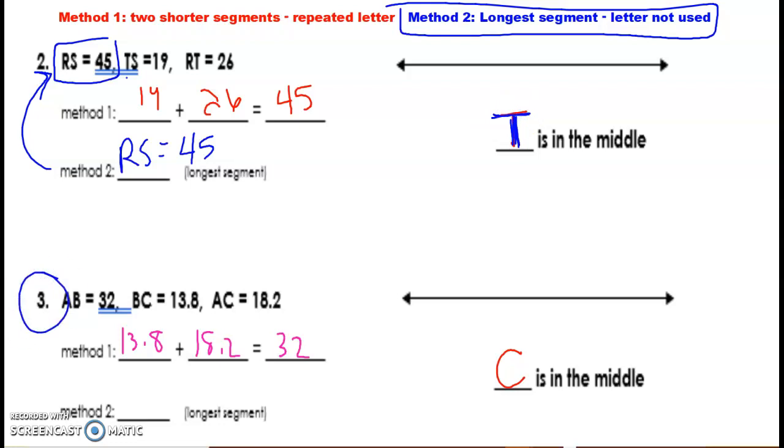Moving down to example 3, the largest segment is AB, which is equal to 32. It's the letter that is not used, which would be in the middle. So looking at the entire problem, I see that I have A, B, and C as points. If my label is AB, the letter that is not being used and therefore has to be in the middle is point C.